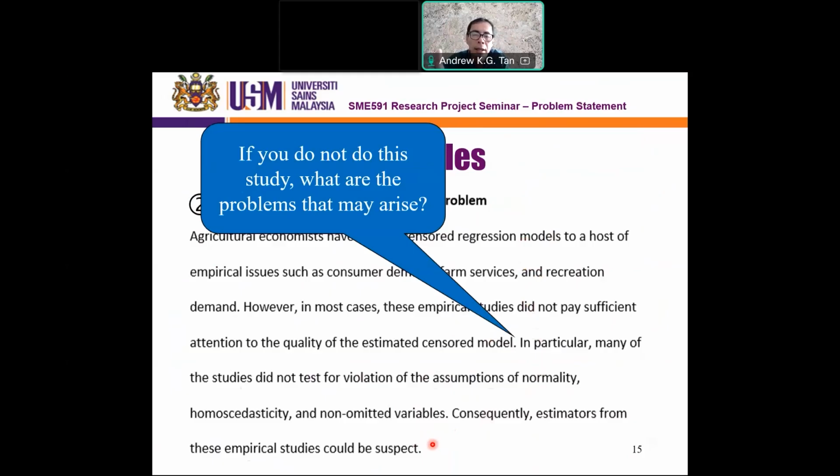because the problem statement identifies that empirical studies did not pay sufficient attention to the quality of the estimated censored model. So the problem is identified, especially looking at violation of assumptions of normality, homoscedasticity, and non-omitted variables. Consequently, the estimators could be suspect. All right, short and sweet, identifying what is the problem at hand.